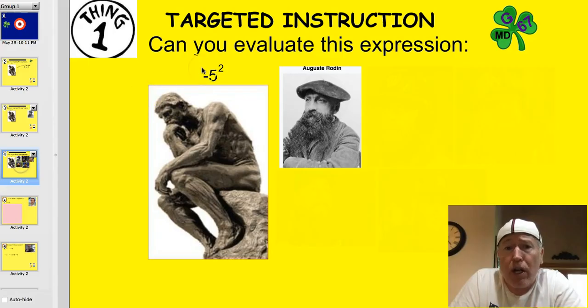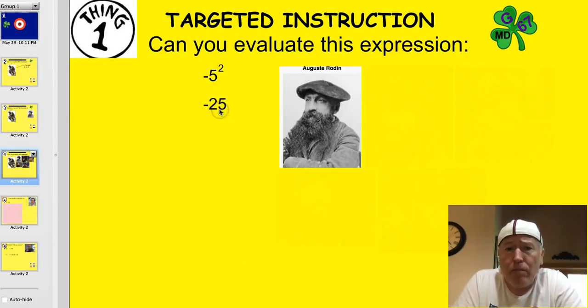So let's go back to a question very similar to our opening question. Can you evaluate this expression? Minus 5 squared. Well, let's think about it. It's minus 25 because you do the exponent first, and you leave the negative symbol there.